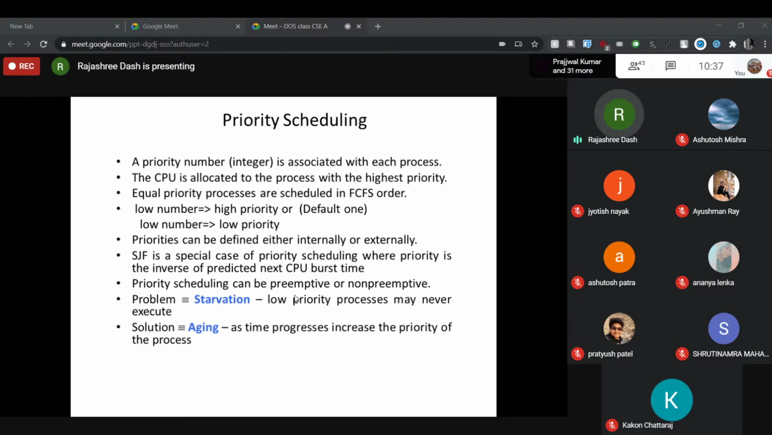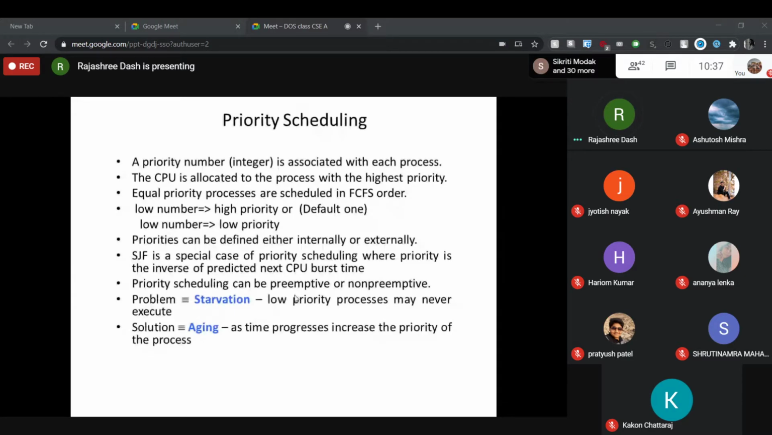Now, there is a disadvantage of priority scheduling that is known as starvation or indefinite blocking. So what is starvation? A low priority process may never execute. So what is the scenario? Suppose a process that is ready to run but lacking the CPU can be considered as blocked or waiting for the CPU. Now in case of priority scheduling, there may be a situation that some low priority process is waiting indefinitely for the CPU.